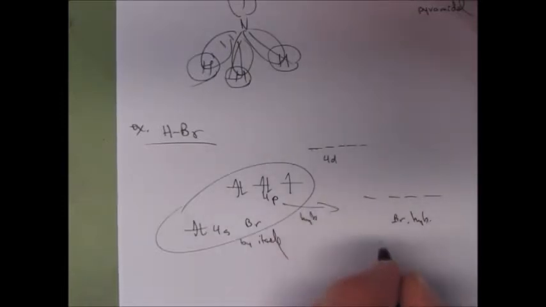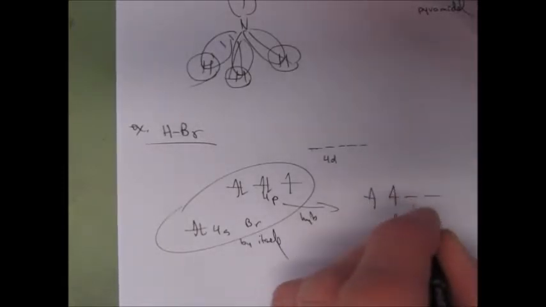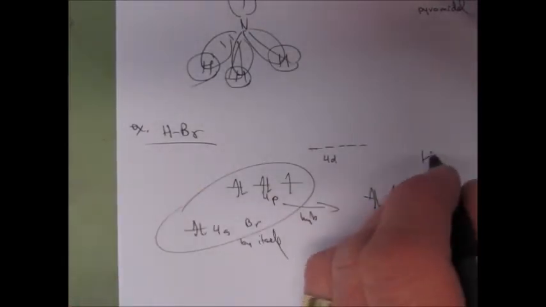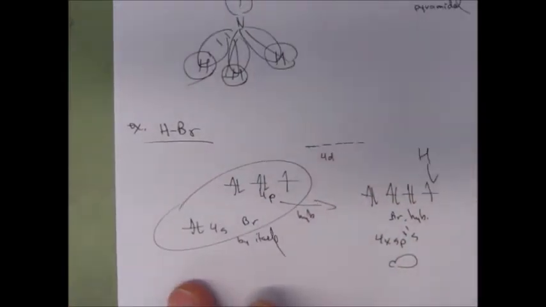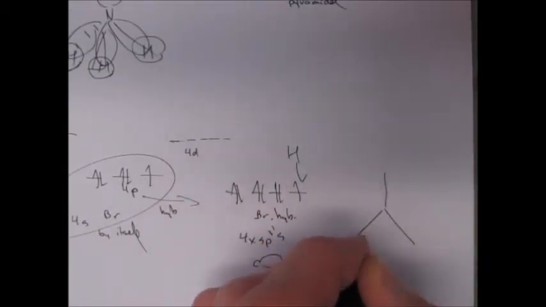Hybridized. You're going to get 4 sp3s. They all look like that. 1, 2, 3, 4, 5, 6, 7. And hydrogen does that. How many regions of electron density? This is for the geometry and shape. 1, 2, 3, 4. So guess what? Tetrahedral.